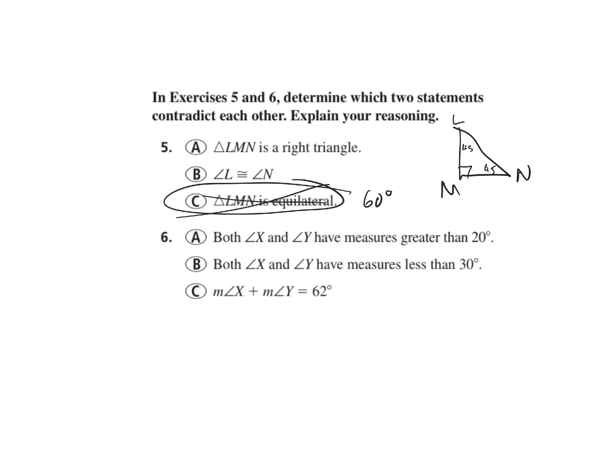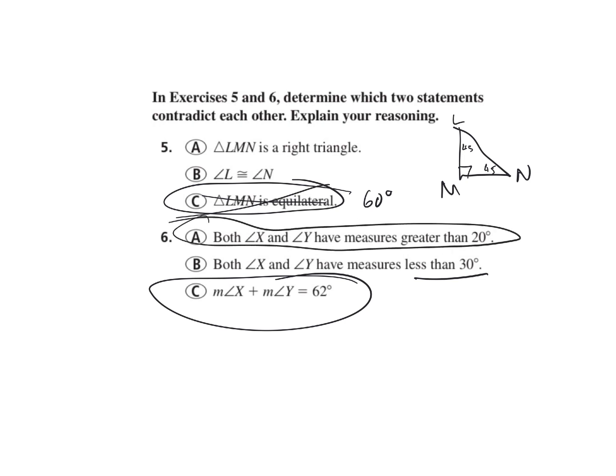X plus y is equal to 62. Okay, well, that doesn't make any sense, because if x and y were less than 30 degrees, then they couldn't add up to 62 degrees. Okay, now A and C work together, so that means B does not work.